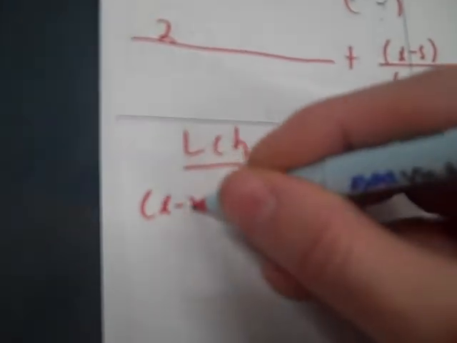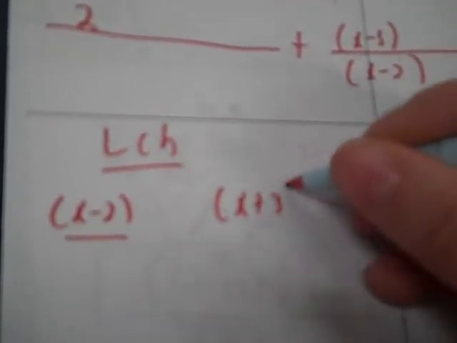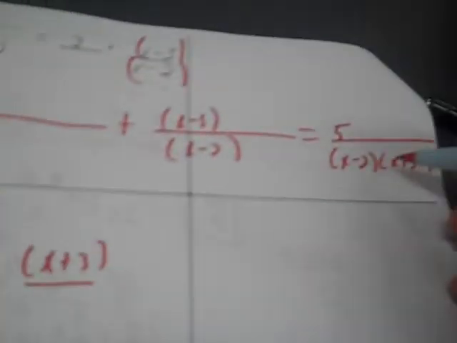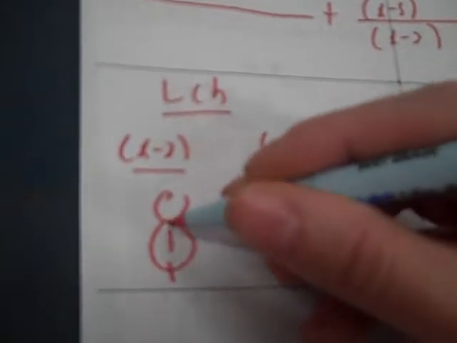So LCD. Okay. You have nothing here. You have a parentheses factor of x minus 2 here. You have a parentheses factor of x plus 3 here. So x minus 2, I have 0, 1, 1. Okay, we need to get them so they have 1. So we need to put an x minus 2. And then we also got to put it on top.